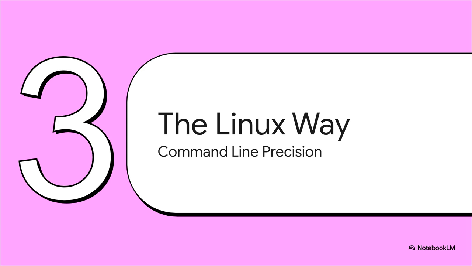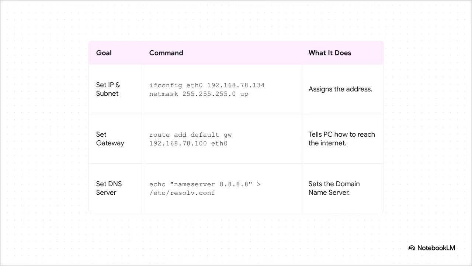You're about to see a totally different philosophy in action. Here, we're leaving the mouse behind and using the raw power and the precision of the command line. Now, what's really amazing about this is just the sheer efficiency. Everything we just did in Windows, all those screens and clicks, that's all done here with just 3 lines of text. The first command sets the IP and the subnet. The second one sets the gateway, and the third one writes your chosen DNS server straight to the configuration file. It is direct, it is fast, and it is powerful.